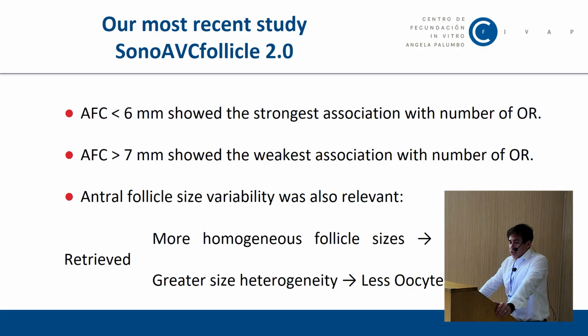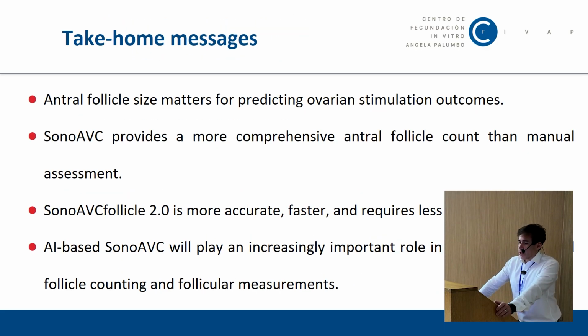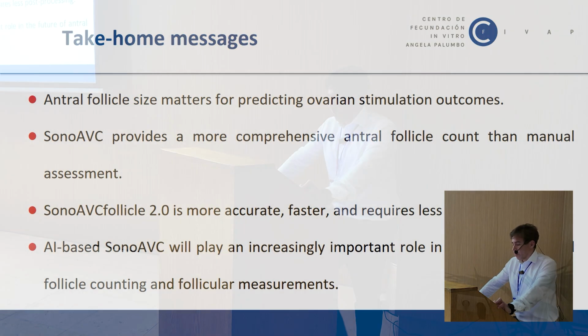And the take-home messages are that antral follicle size matters for predicting ovarian stimulation outcomes. SonoAVC provides a more comprehensive antral follicle count than manual assessment. SonoAVC follicle 2.0 is more accurate, faster, and requires less post-processing. AI-based SonoAVC will play an increasingly important role in the future of antral follicle counting and follicle measurements. Thank you all.